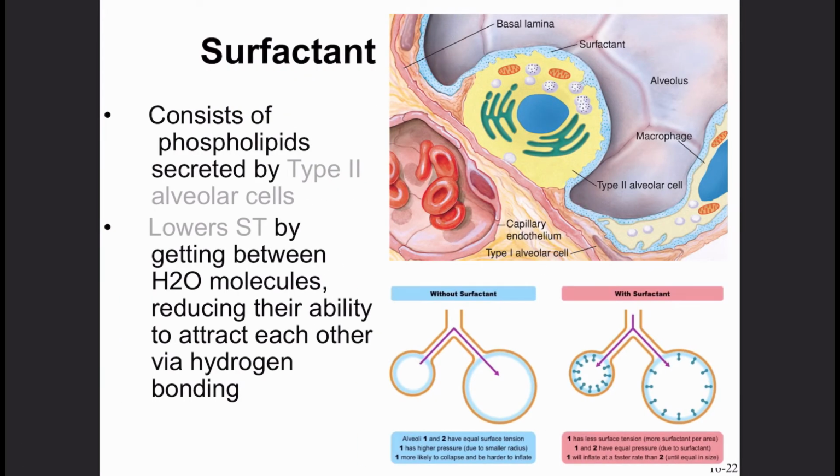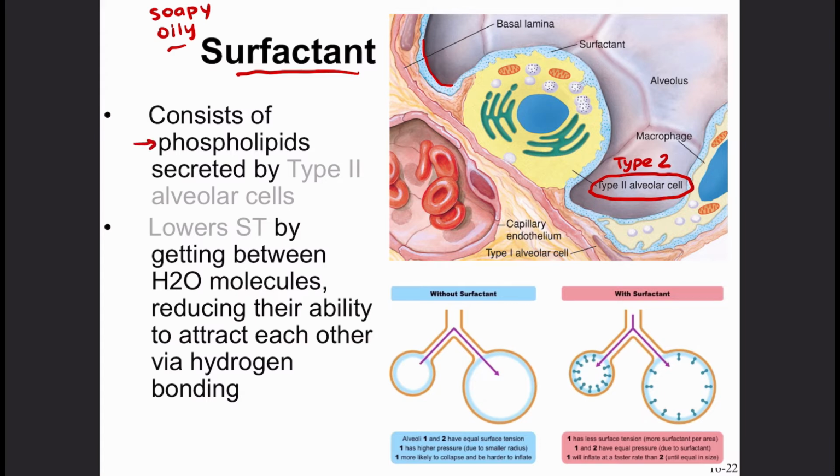So something that our lungs have to combat this surface tension is a molecule called surfactant. Surfactant is like this soapy kind of consistency, maybe kind of oily consistency, that specific cells in the alveoli produce. And these cells are called type 2 alveolar cells. Type 2 alveolar cells are going to produce this surfactant. Again, it's kind of oily. It's made out of phospholipids.